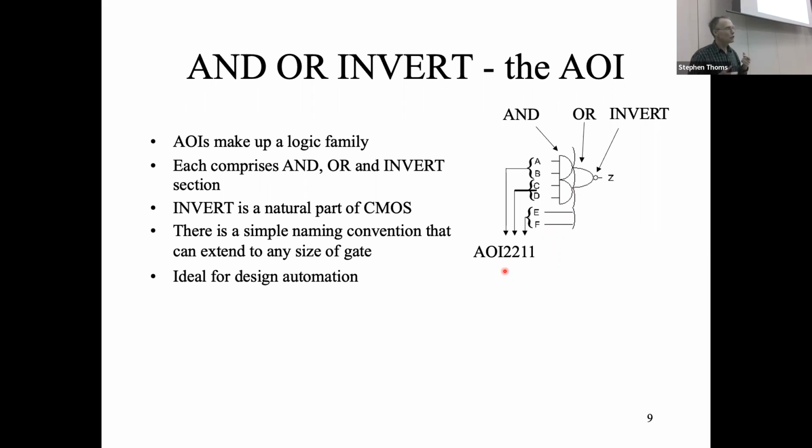So you can see why it's called 2211, because you've got two in this AND, two in this AND. This is like an AND with just one input. This is like another AND with just one input. So it's 2211. So that's a nice, easy naming convention, and it helps to put designs together. And of course, we always need the inverter at the end.